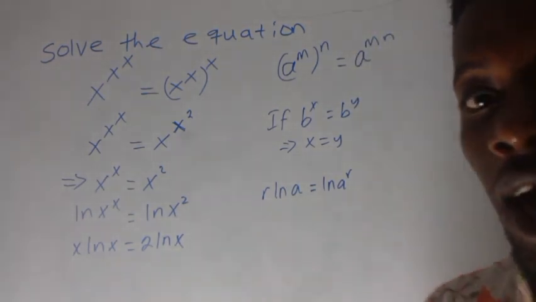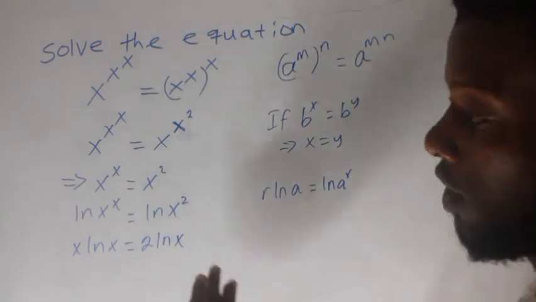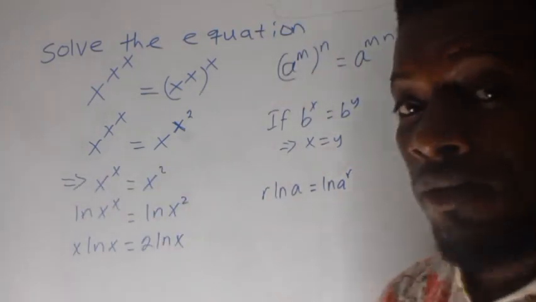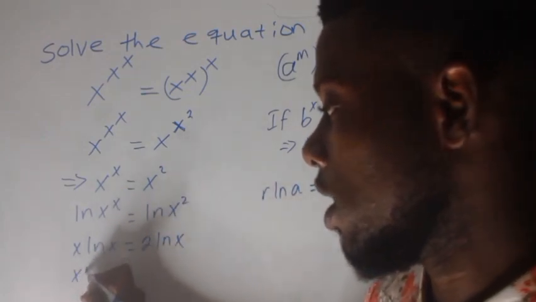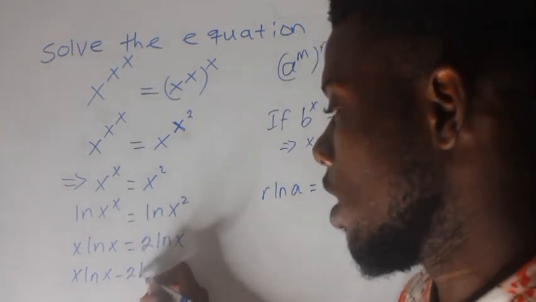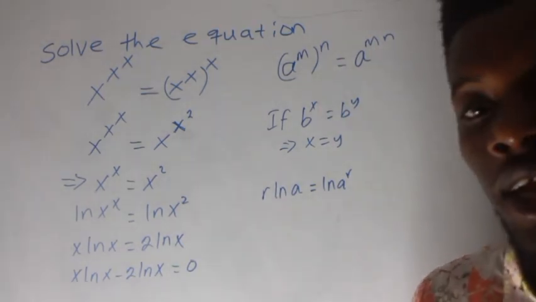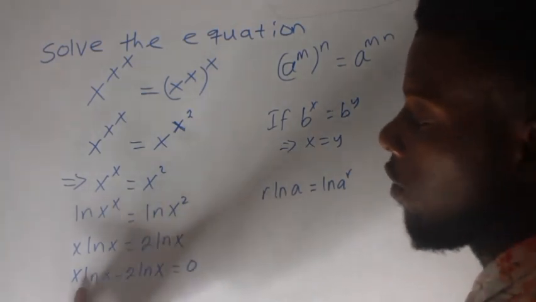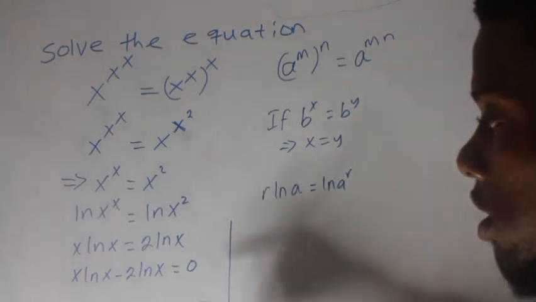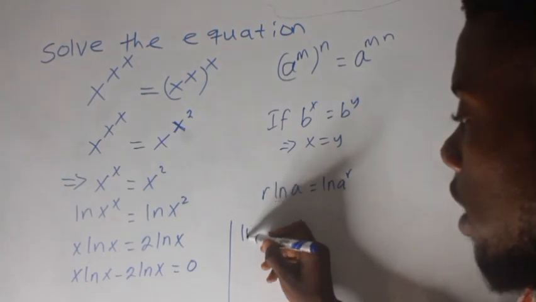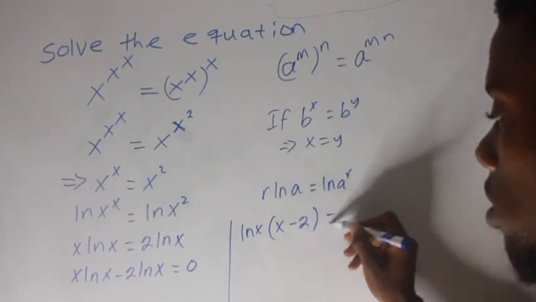Great. Now I don't want to lose a root here, so I'm not going to divide both sides by ln of x. I'm going to send 2 ln of x across the equal sign and perform some little algebra. So x ln x minus 2 ln x equals 0. Cool, right? And now at this junction, I'm going to factor out the greatest common factor of x ln x and 2 ln x. As you can see, it is ln x. So ln of x, parenthesis open, this is going to be x minus 2 equals 0.